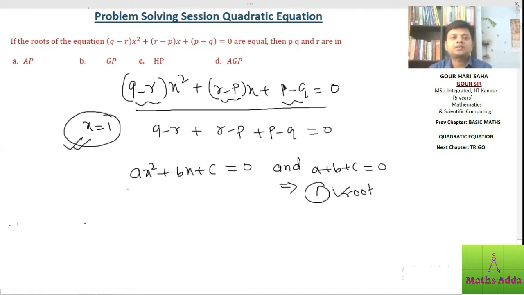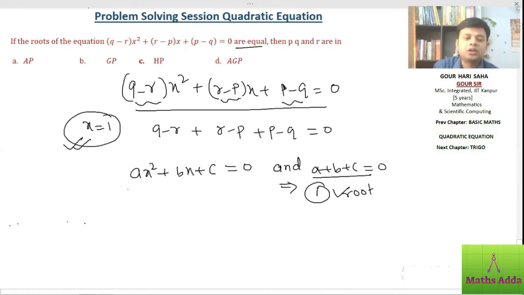Got it? So this is kind of some questions. If you find this pattern, a plus b plus c equal to 0, this means you already know that one obvious root is 1, right? I am going to use that here. So one root I know is 1. But both the roots are equal means what? Both the roots are equal to 1.